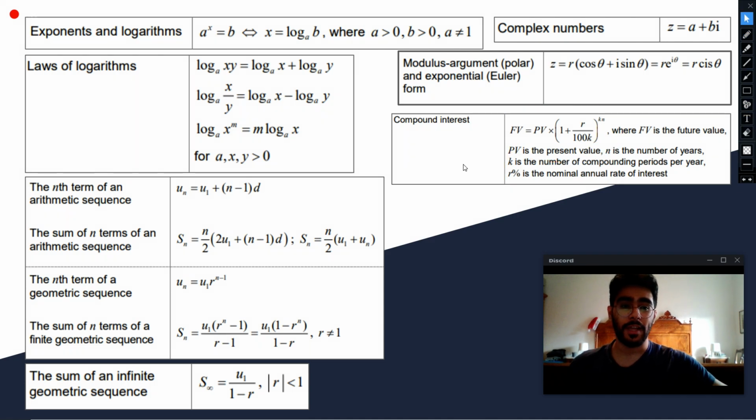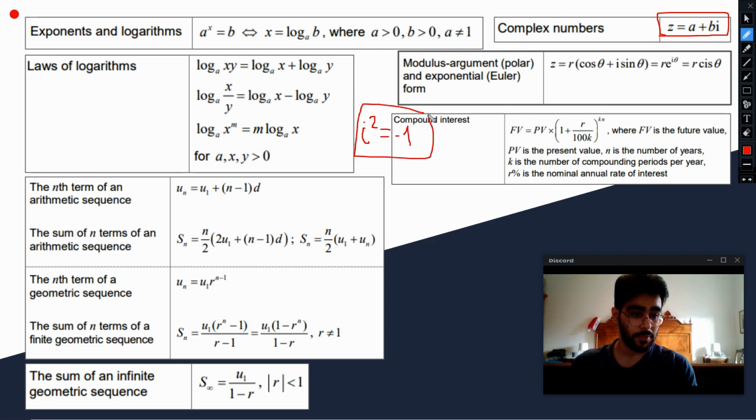For complex numbers, I have taken the complex numbers definition. So here we call the A the real part and the B the imaginary part. And this is the general form of a complex number. I is the imaginary number where we have I squared is equal to -1. This is the important identity about the imaginary number. Square of I is equal to -1.